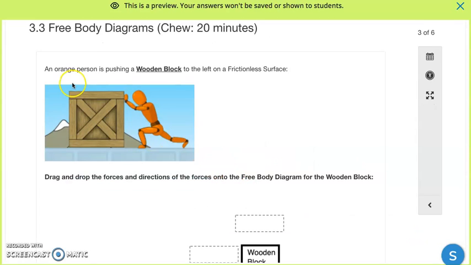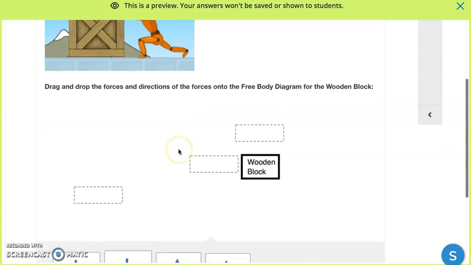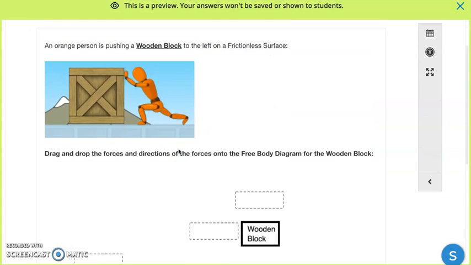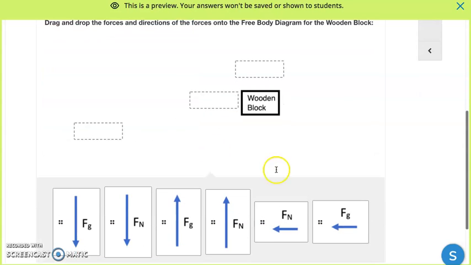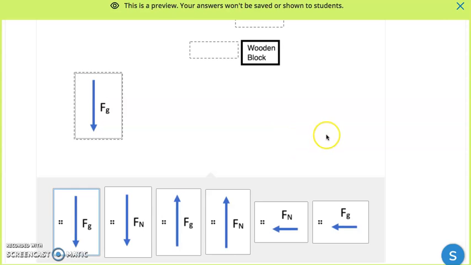Then on question number 3, we get a little bit more complicated. We have an orange person pushing a wooden block to the left on a frictionless surface. Frictionless surface means we don't have to worry about friction. There will be no force friction at all. So I want to make a free body diagram for the wooden block. Just like I mentioned before, force gravity is always going to be there and it's always going to point down. This one's formatting got a little messed up. This downwards box is supposed to be right here, but it's the force pointing down. That'll be force gravity.